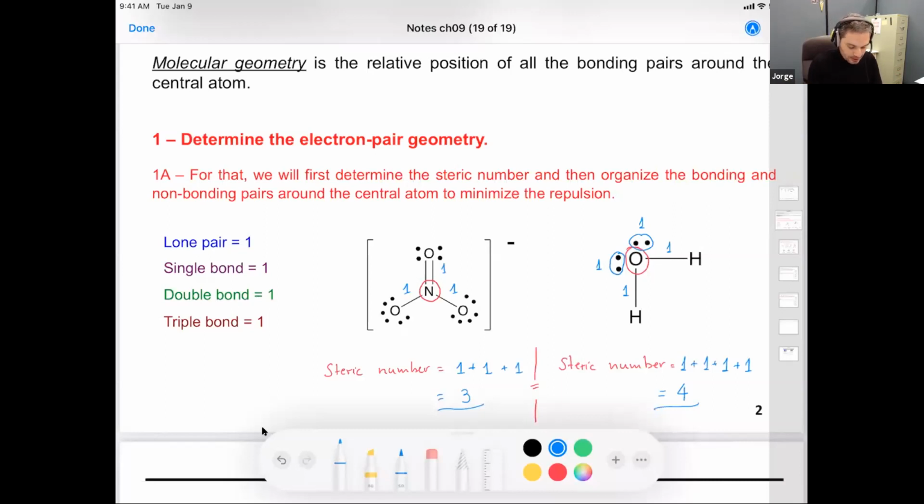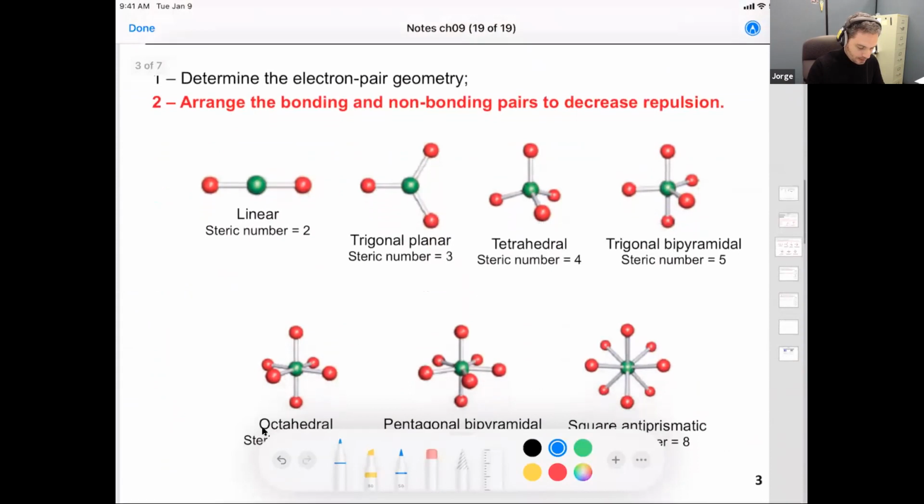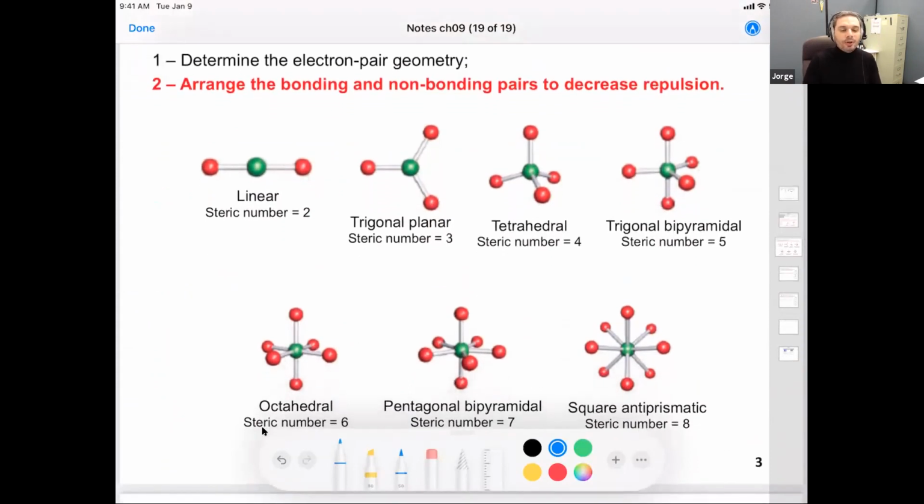Once we have the steric number, now the next step is to organize the bonds and the lone pairs in the space to minimize the repulsion. And that's our second step. Okay. Now we are going to arrange the bonding and non-bonding pairs to decrease repulsion. If we have steric number equals to 2, the most stable way to arrange that is in a linear fashion. Okay. In this case, the repulsion is the lowest possible.